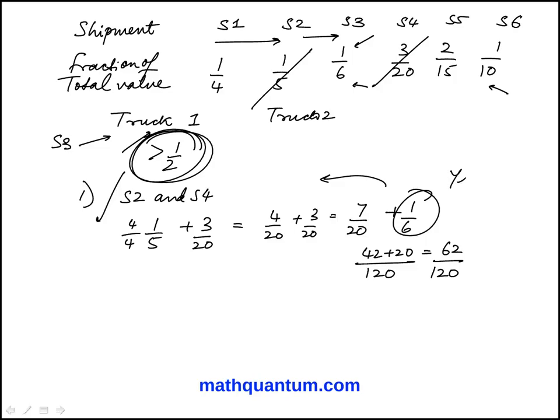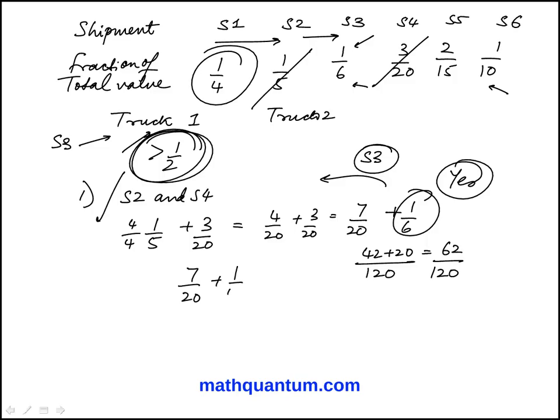So in that scenario we have yes, but can we satisfy everything but come up with a case where S3 was not shipped on truck 1? So we could say, well, S1 was shipped, so 7/20th plus 1/4. And actually I don't have to do that because 1/6 gave us greater than half, 1/4 will definitely give us greater than half. So instead of S3, S1 was shipped. So we actually don't know. So 1 alone is insufficient.